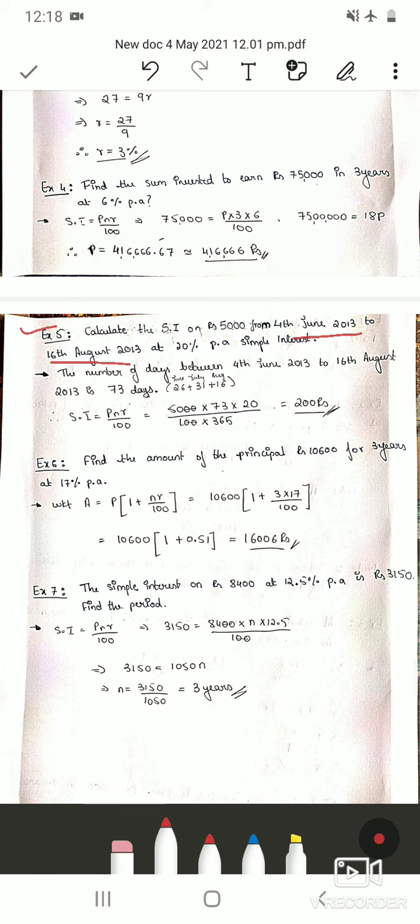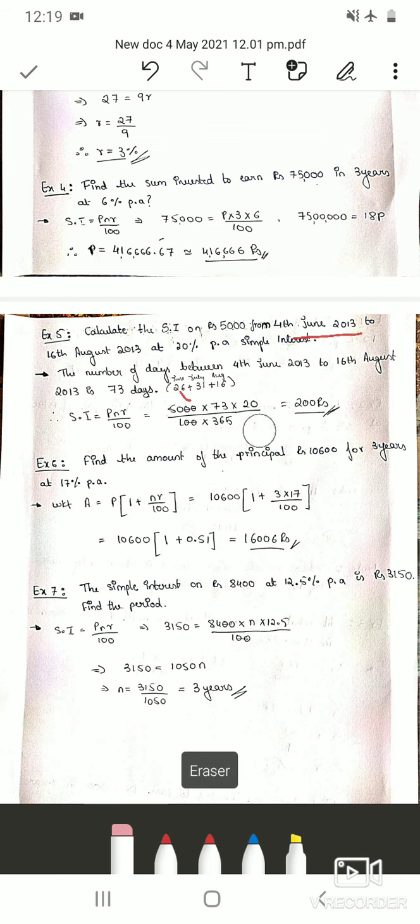In June we know there are 30 days, so they start to invest on 4th. Therefore there will be 26 days of June, and next we have July, one whole month, which is 31 days, and August they are investing up to 16th, so 16 days in August. So in total the number of days between 4th June to 16th August is 73 days. That is how we got 73, which is 26 plus 31 plus 16.